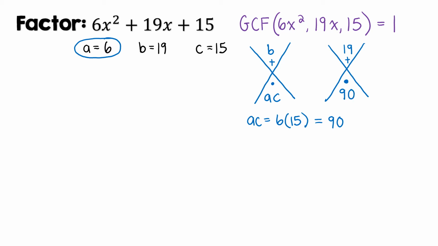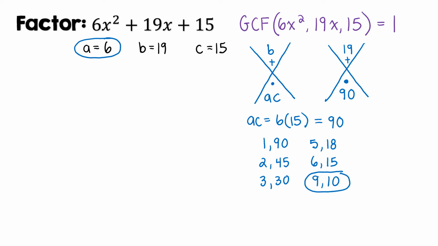We'll start by listing the factor pairs for 90. So that could be 1 and 90, 2 and 45, 3 and 30, 5 and 18, 6 and 15, or 9 and 10. And we need to choose the pair of factors that add to 19, so that will be 9 and 10. And these are the coefficients we'll use to split up that 19x.